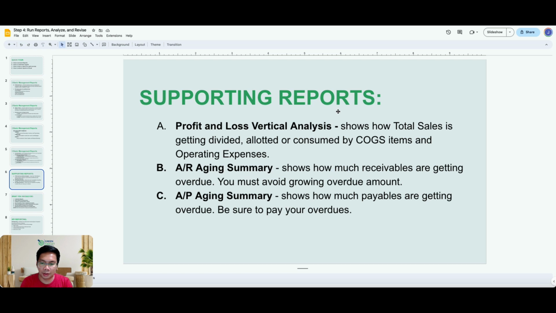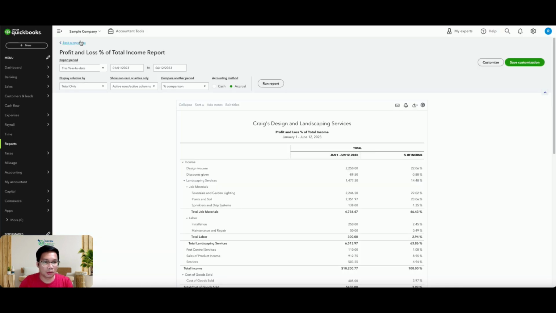Next is AR aging summary. It shows how much receivables are getting overdue. You must avoid growing overdue amounts because that means you are not able to collect your sales and that will be problematic to your cash flow. And if you are not able to collect your sales, then that will be bad debt and that's a loss to your business. Let's see how AR aging summary looks in QuickBooks Online.